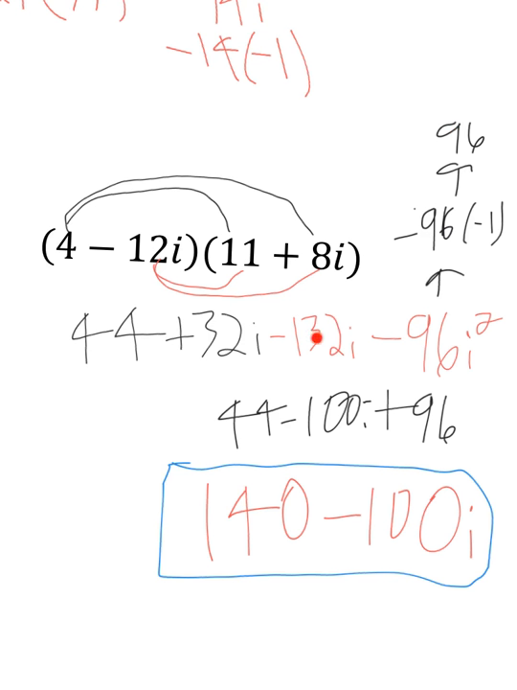I combined these two to make negative 100i, and then I just brought down the 44. So now I'm going to do 44 plus 96. That's going to get me 140 minus 100i for my final answer. And that's going to wrap up these notes.